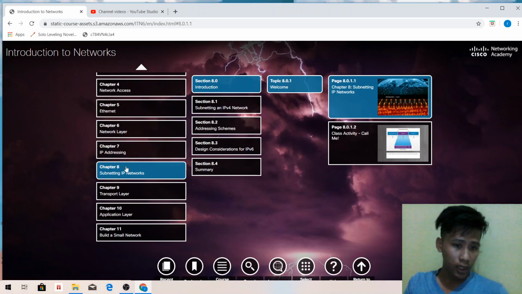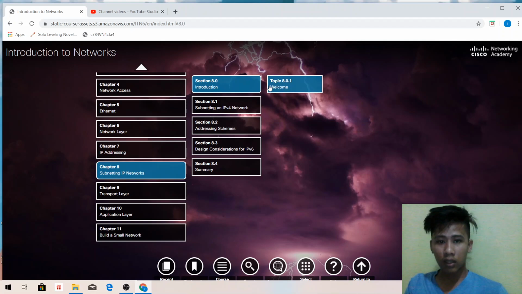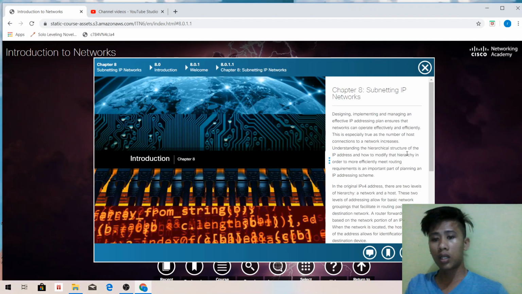This Chapter 8 is entitled Subnetting IP Networks, and this chapter tackles subnetting the IP networks. Designing, implementing, and managing an effective IP addressing plan ensures that the network can operate effectively and efficiently. This is especially true as the number of host connections to a network increases.